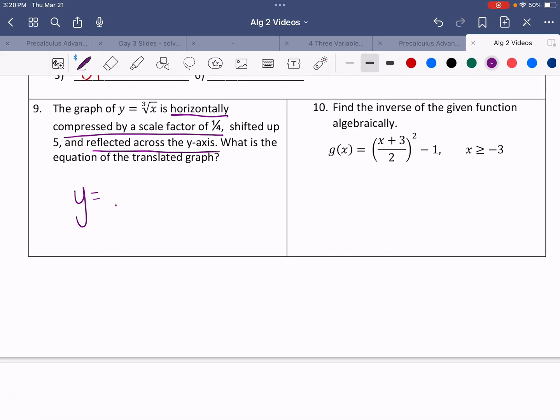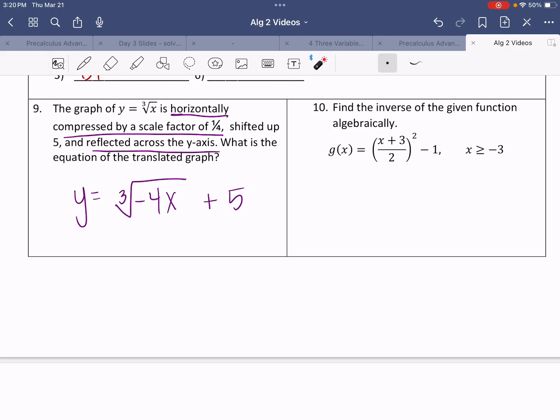So underneath my cube root, I'm going to have to reflect them, and I know that a compression is actually going to be the reciprocal. In my equation, it's going to appear as a 4x, so it looks opposite. And then I need to shift it up 5. So clearly that plus 5 needs to be written outside of the cube root. Don't make me wonder if it's inside or not. And that's it.